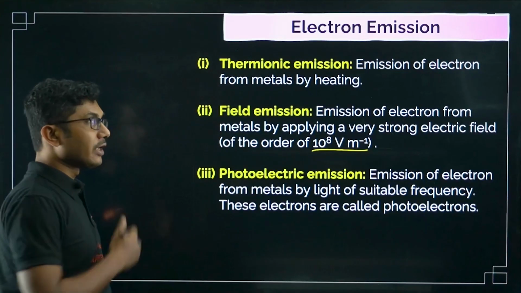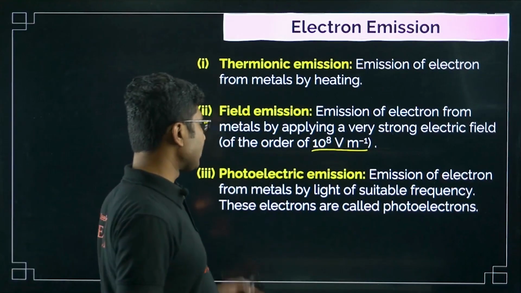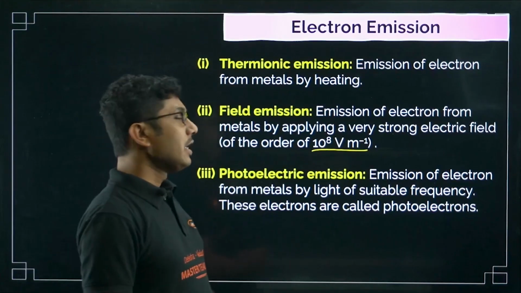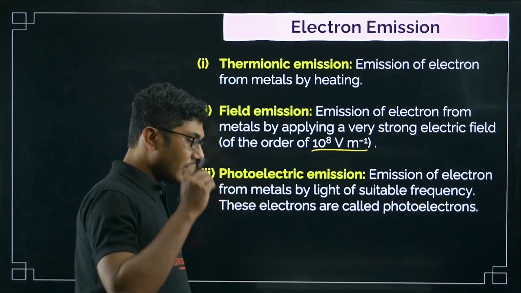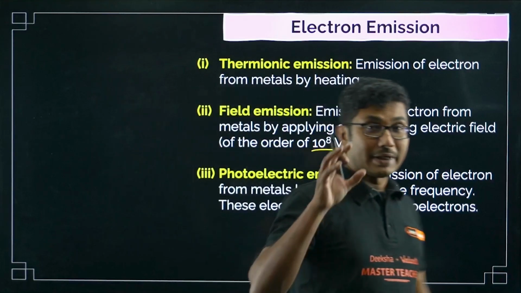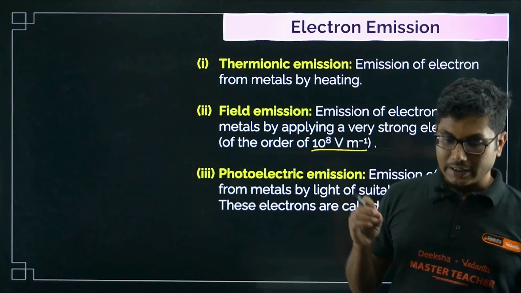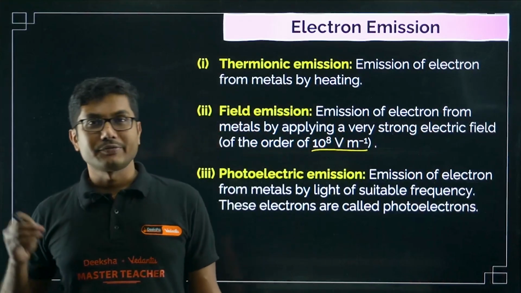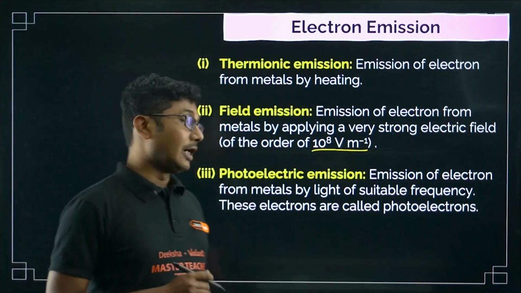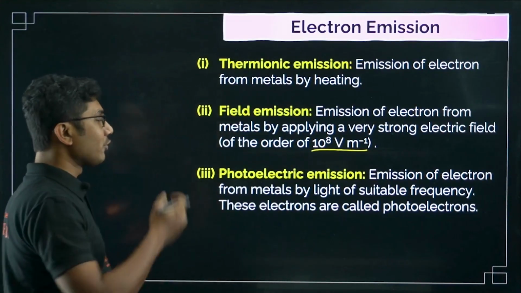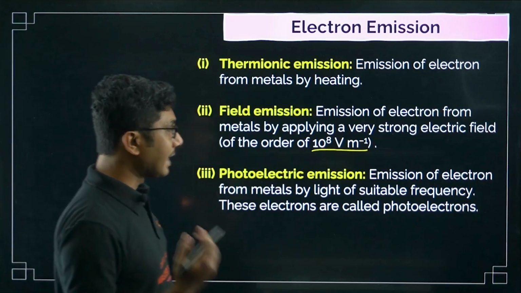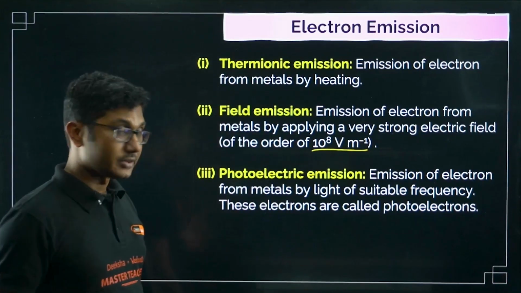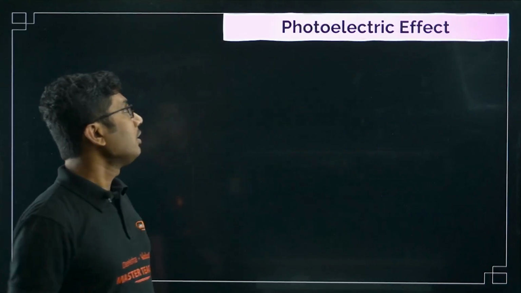But today we are not going to discuss these 2 emissions. We are going to discuss photoelectric emission. So what is this? If you light up a metallic surface with a certain frequency of light, then that metal surface tends to emit electrons, that is called photoelectric emission. And that is very important for a lot of applications. Now let's move on.